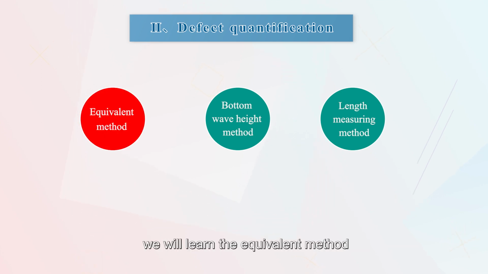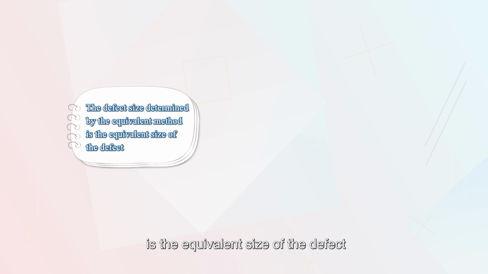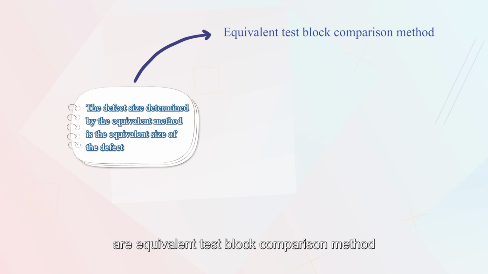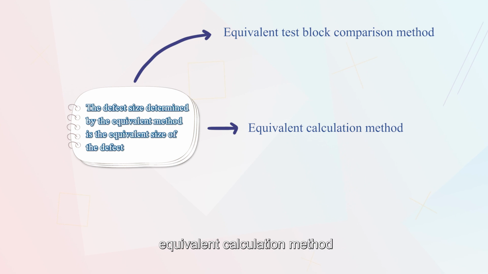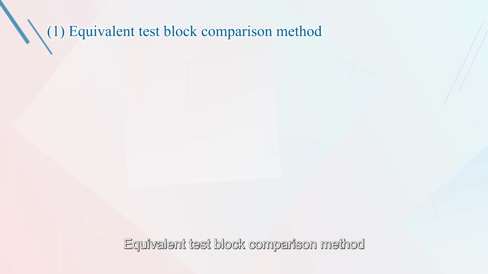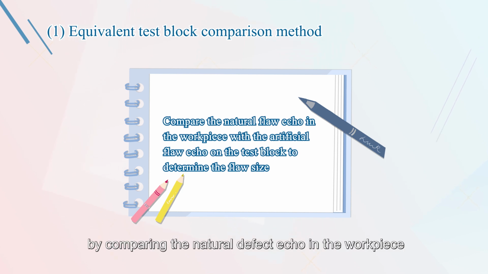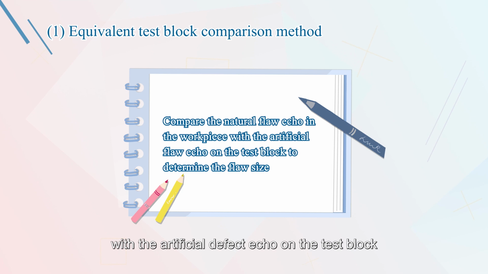First, we will learn the equivalent method. The defect size determined by the equivalent method is the equivalent size of the defect. The common equivalent methods are equivalent test block comparison method, equivalent calculation method, and equivalent AVG curve method. Equivalent test block comparison method. It is a method to determine the defect size by comparing the natural defect echo in a workpiece with the artificial defect echo on a test block.